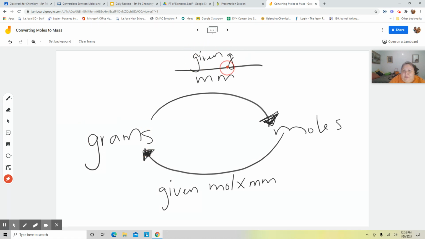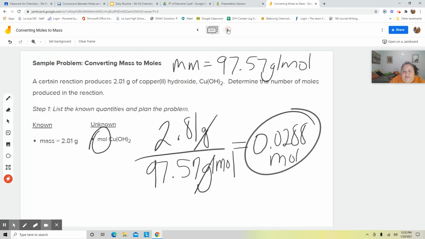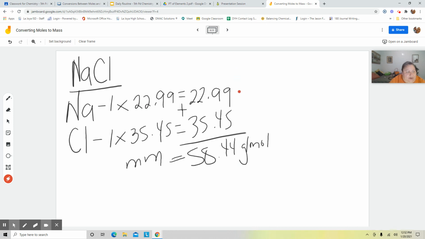And always put your given first. Your given always goes first. So what's our given? 90 grams, right? We got it in the chat. So for number one, we're going to take our given 90 grams and we're going to divide by our molar mass.